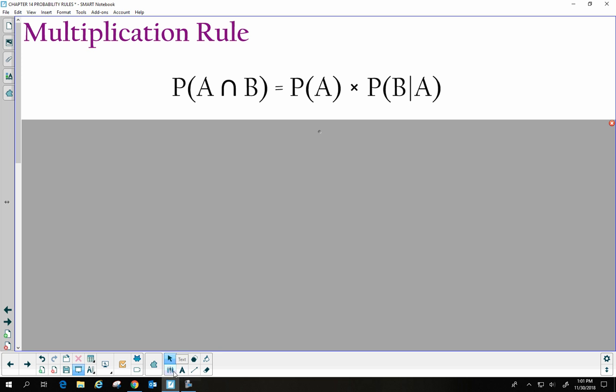And so recall that if two events are independent, then the probability of B happening given A happened is just the same as the probability of B. So when A and B are independent, this side just turns into the probability of B, and we've kind of already used that.